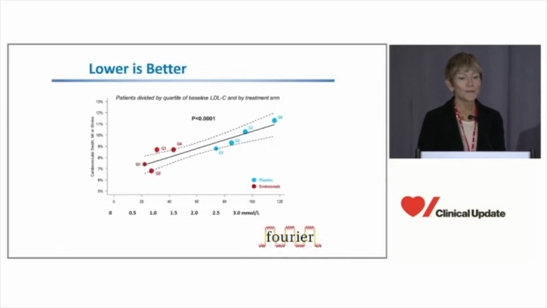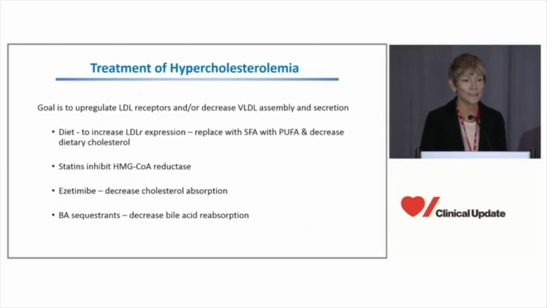And then, of course, with the FOURIER study with evolocumab, those individuals getting LDLs down to somewhere between 0.5 and 1.0 definitely did the best, and those are patients with stable coronary disease.